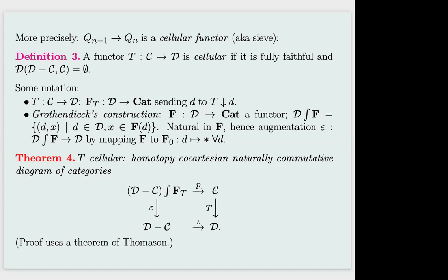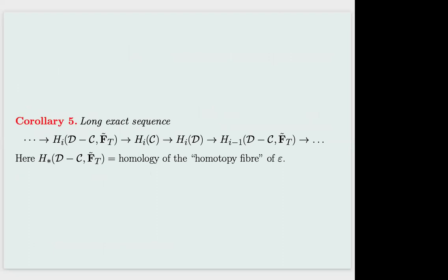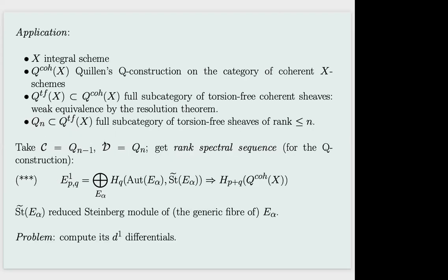Once you have such a homotopy co-Cartesian diagram, you get a long Mayer-Vietoris exact sequence of homology. I prefer to write it in terms of the homotopy fiber of this epsilon. I will not explain the notation in detail, but this gives a long exact sequence of this form: you have H_i of C, H_i of D, and it recognizes the third term. That's how we construct the spectral sequence.